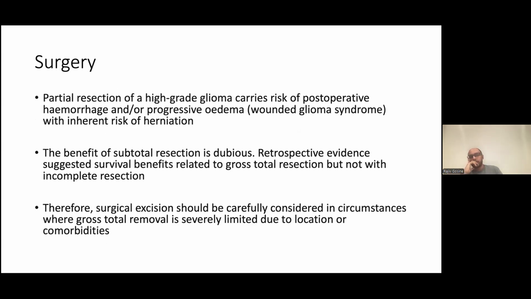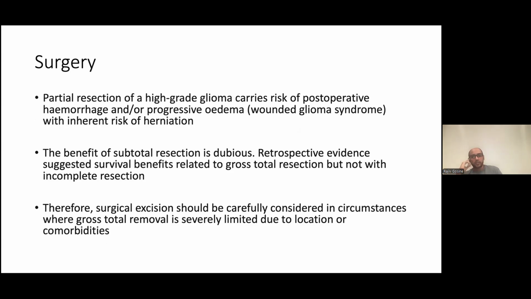Partial resection of high-grade gliomas carries risk of postoperative hemorrhage and of progressive edema, so-called in the literature the wounded glioma syndrome, with an inherent risk of herniation and mass effect. The benefit of subtotal resection is dubious. Retrospective evidence suggests survival benefits related to gross total resection and near total resection, but not with incomplete resection.